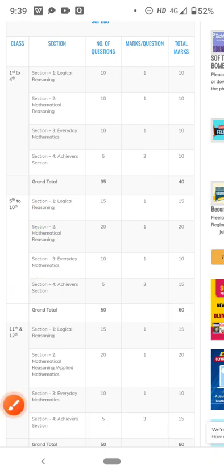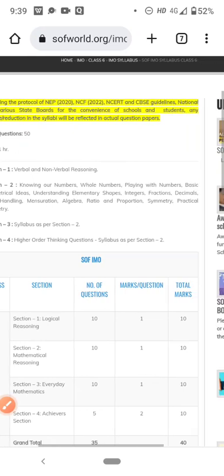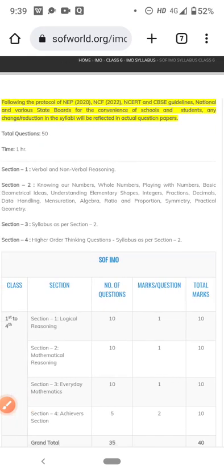Okay, so now coming to the syllabus in detail. Verbal and non-verbal reasoning, that means all this type of direction, sense, taste, blood relation, image related, all these things will be there. All these types of reasoning will be there in verbal and non-verbal reasoning.